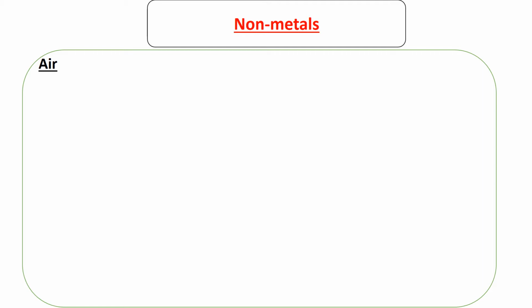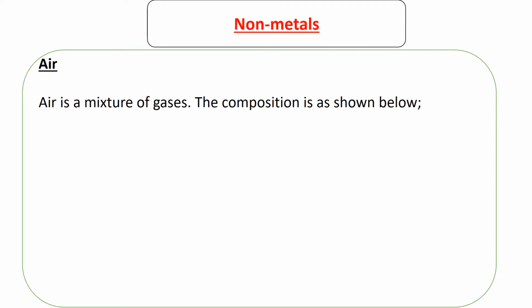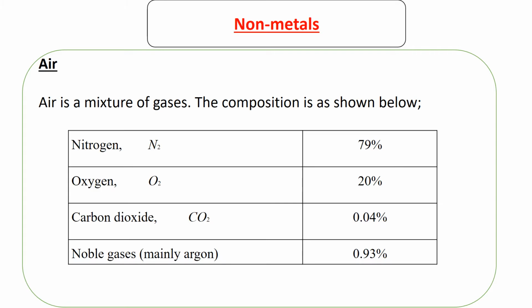So what is air? Why is it that we don't have air on the periodic table since it is a gas? Air is just a mixture of gases. The gases that make up air are as follows. We have nitrogen, whose chemical formula is N2. Nitrogen makes up 79% of air. Whenever you collect a sample of air, or let's say you trap air in a tube, 79% of that air is going to be nitrogen.